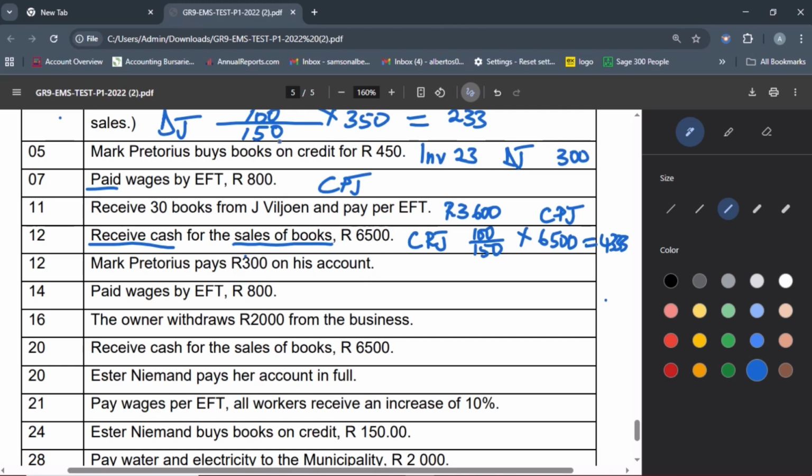Day 12 again. Mark Pretorius pays 300 on his account. So if you go back, Mark Pretorius is a debtor. We recorded him in the DJ. And now he's paying only 300. This is CRJ. Paid wages by EFT 800.